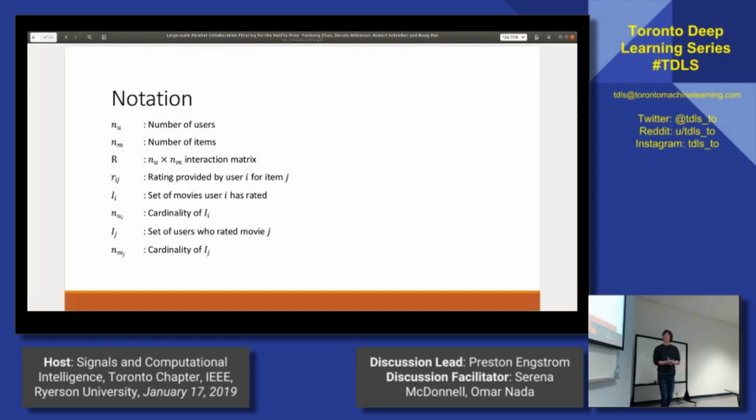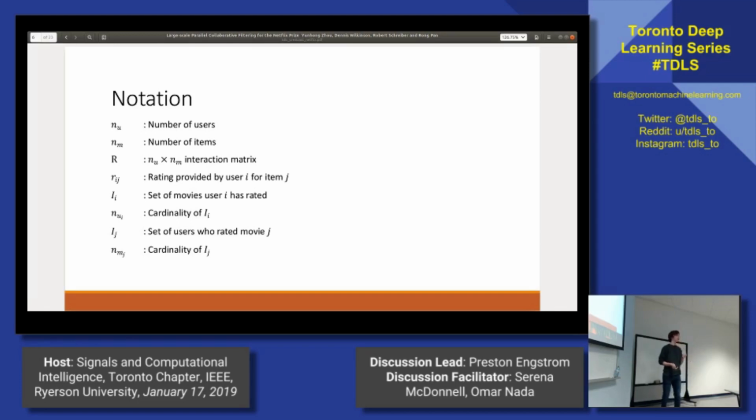So this is the fun part, going over a bit of the notation. If anybody has any questions or wants clarifications, please, when we're looking at some of the formulas, don't be afraid to say, hey, what does that mean? So we have n sub u, the number of users, n sub m, the number of items, in this case, movies or shows on Netflix. R, which is our users by items recommendation or ratings matrix or interaction matrix.